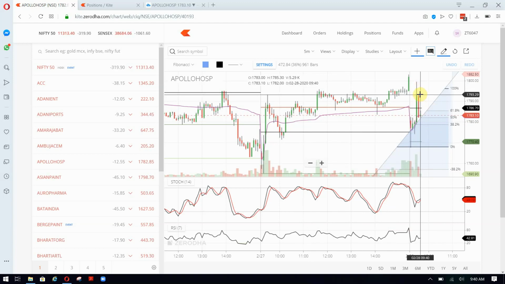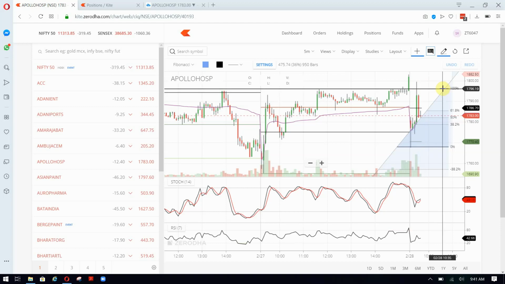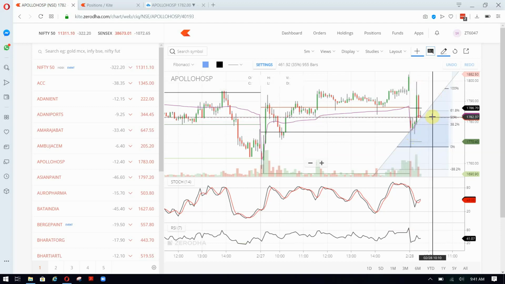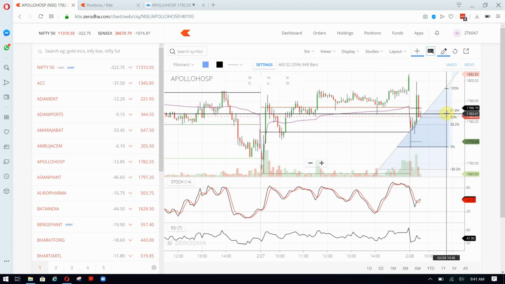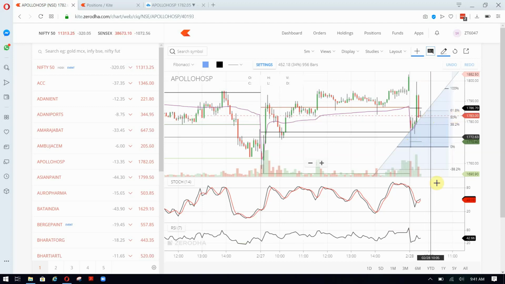I did short, and as I told, my Fibonacci level and 61 percentage target, I have kept it for 1786, and I did exit at 1786, and I said it will go up to this 50 percentage, and it reached 50 percentage already.